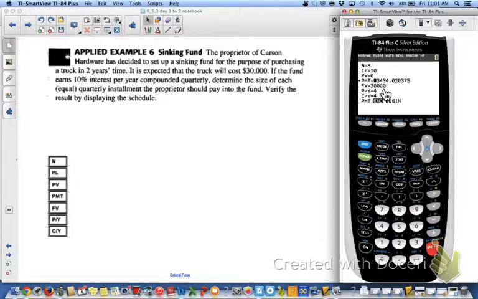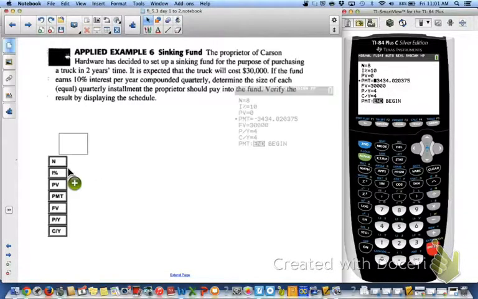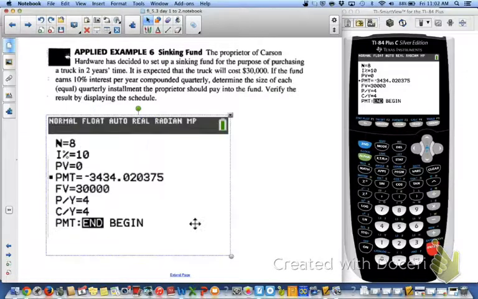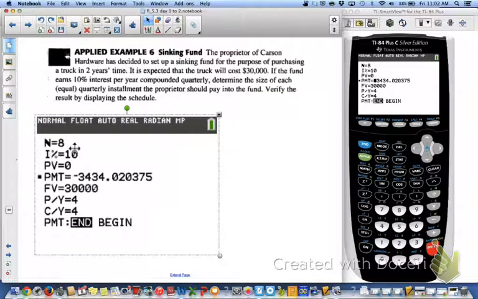So if they paid $434.02 every quarter, compounded at 10% for 2 years or 8 quarters, that will end up with the $30,000 that they need.